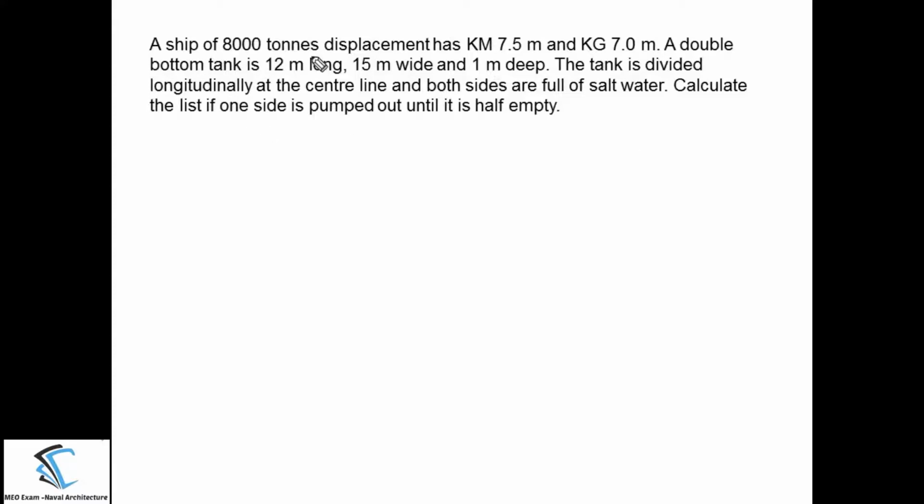A ship of 8,000 tons displacement, it means you can say weight of the ship, has a KM of 7.5 meter and the KG is 7 meter. A double bottom tank is 12 meter long, 15 meter wide and 1 meter deep.